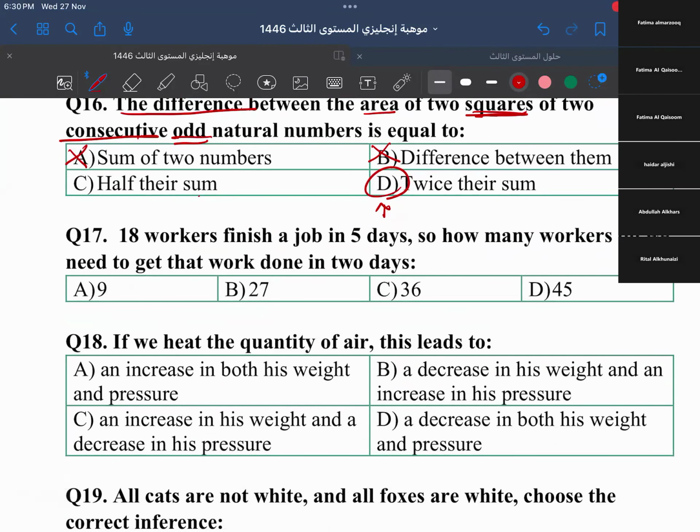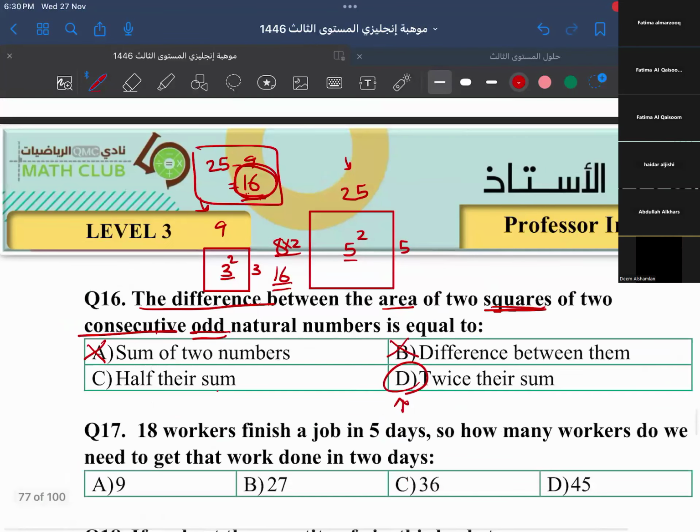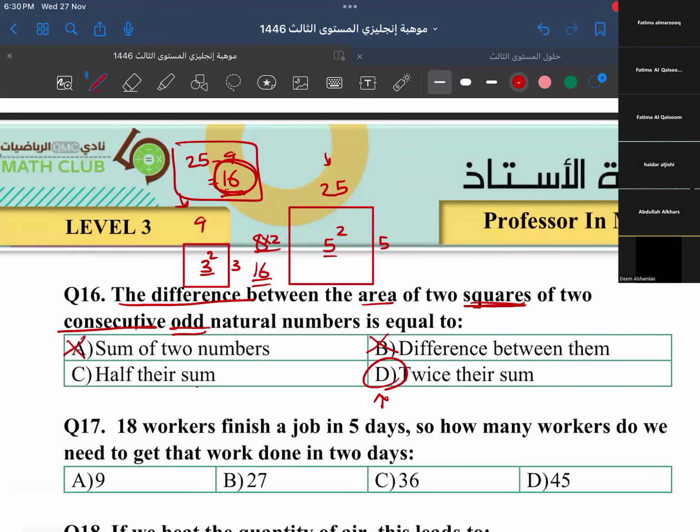Yeah, question 17. Can you please repeat? Yes, Fatima. Can you repeat the question? Yeah, so here, what is the point that you didn't understand?